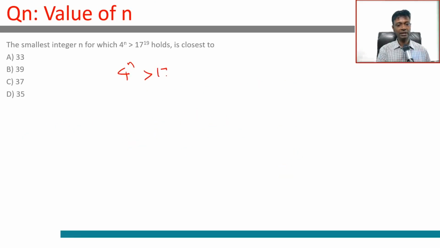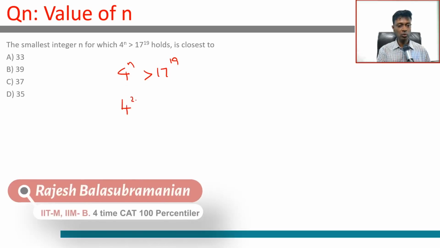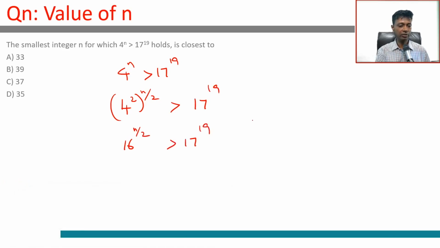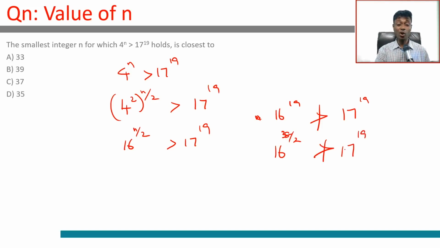4 power n is greater than 17 power 19. I'm going to write this as 4 square power n by 2 is greater than 17 power 19. 16 power n by 2 is greater than 17 power 19. We want to find the smallest n. I want to think about n that doesn't work. If I put n as 38, 16 power 19 is not greater than 17 power 19. 16 power 38 by 2 is not greater than 17 power 19. n cannot be 38. 38 does not work. n has to be greater than 38.